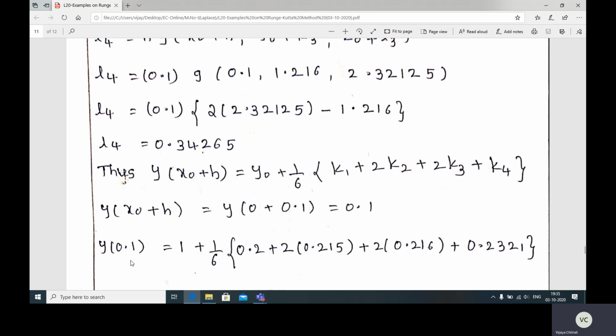Thus y of x naught plus h is y naught plus 1 by 6 into k1 plus 2k2 plus 2k3 plus k4. This is equal to y of x naught plus h. X naught is 0, h is 0.1. So 0 plus 0.1 is 0.1. So we need to calculate here y of 0.1.